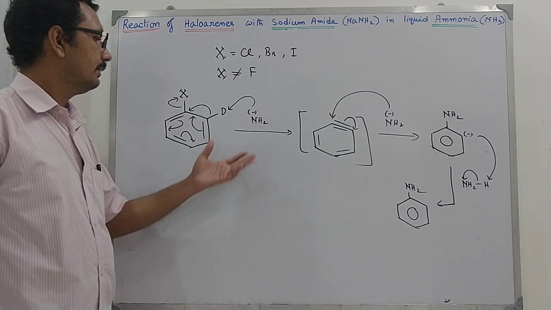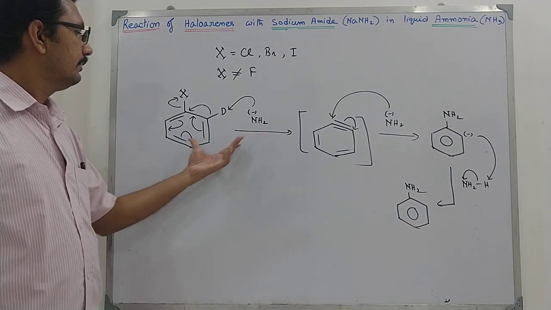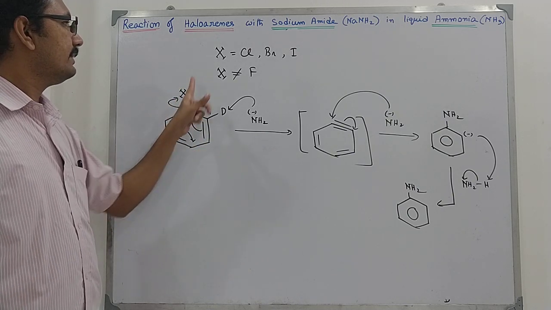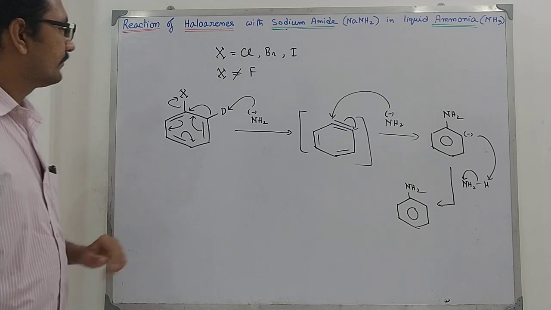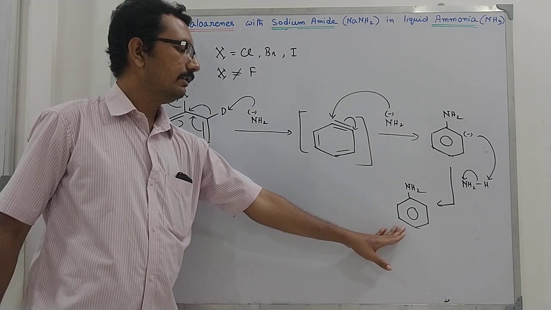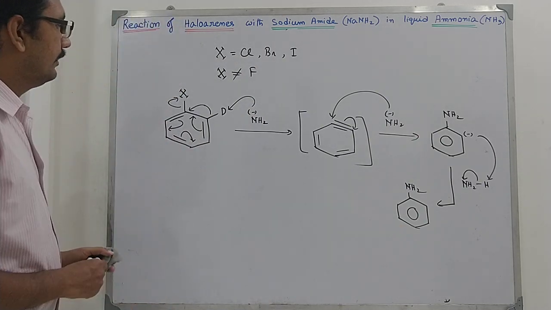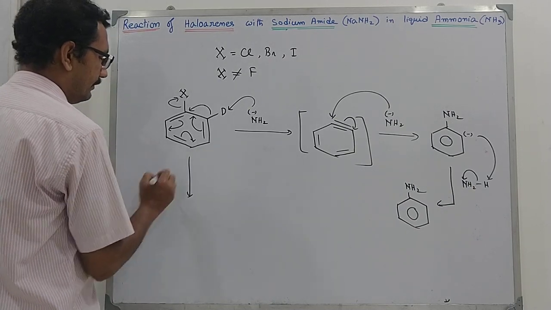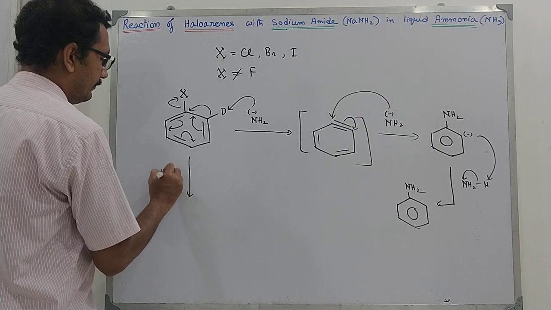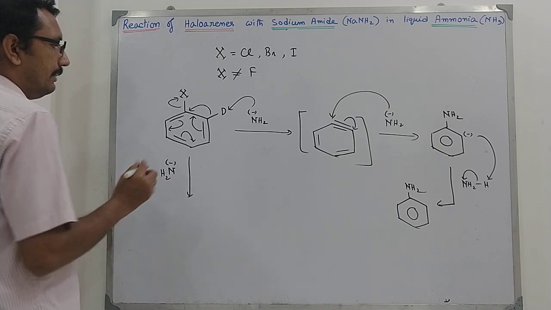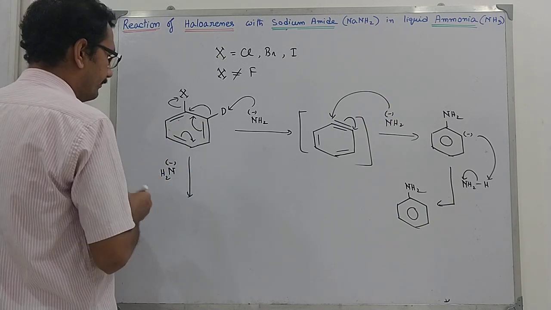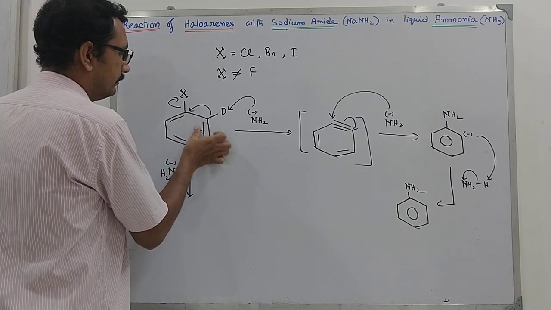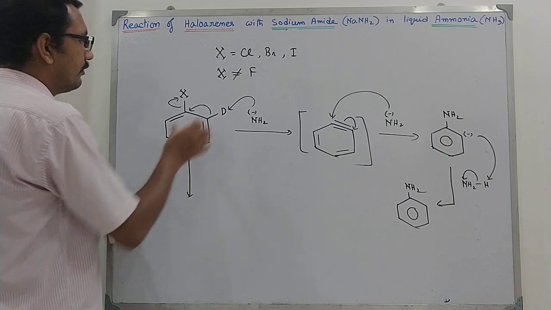So if you start with 2-deutero haloarenes where the halogen is chlorine, bromine or iodine, we will get aniline as the product. Now just remember the kinetic aspect. You have a hydrogen atom at the ortho position of this compound.